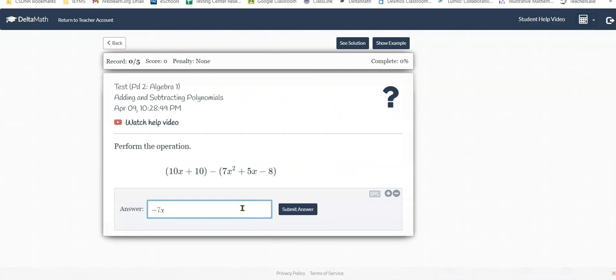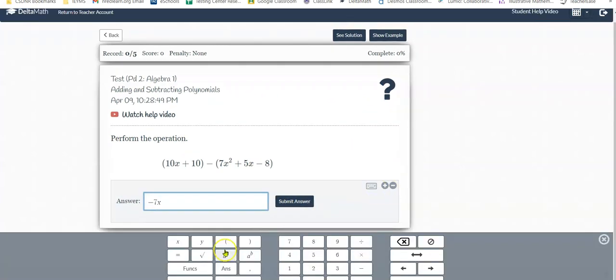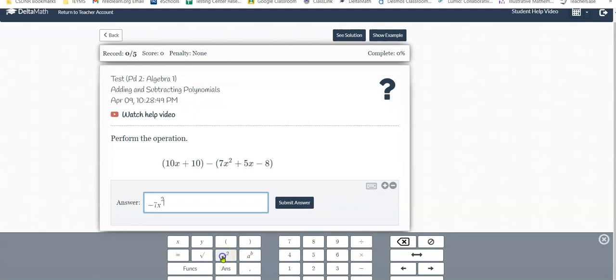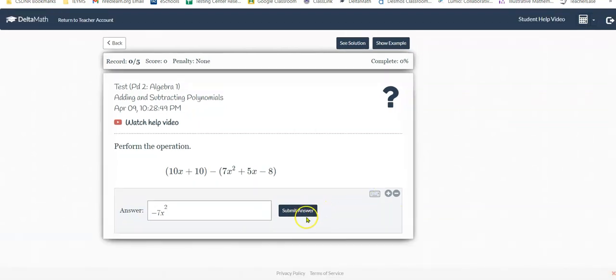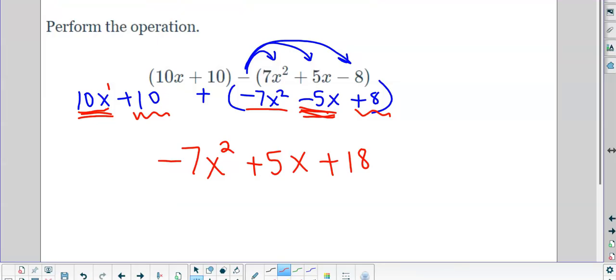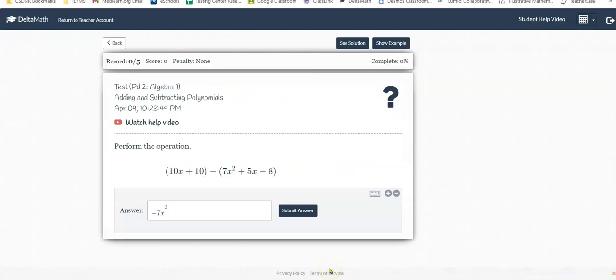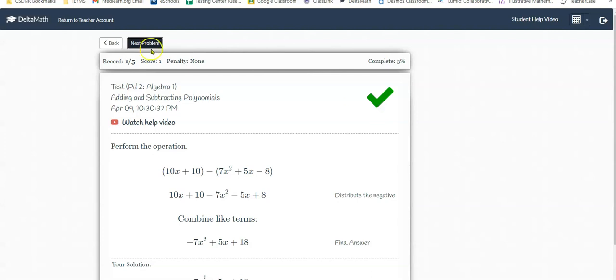You can use your shift 6, or you can use this keyboard here to write an exponent. So negative 7x squared, whoops. And then what did we have? Plus 5x plus 18. So again, like terms with like terms.